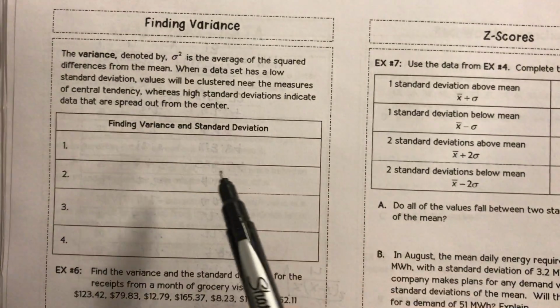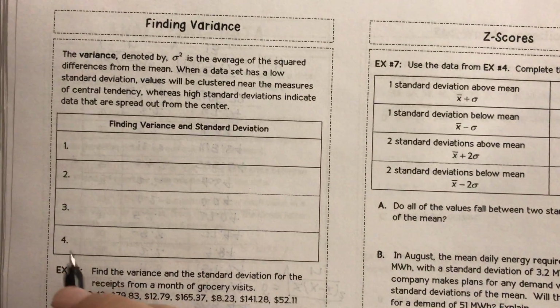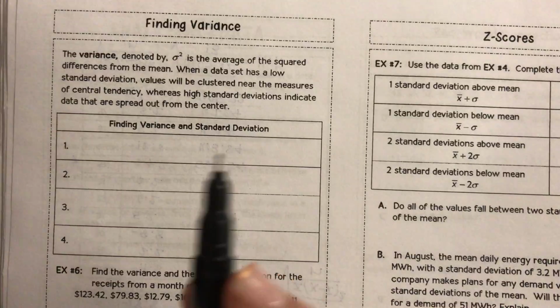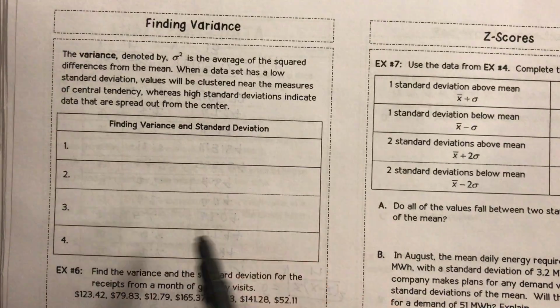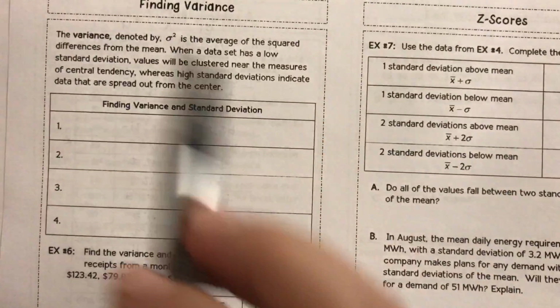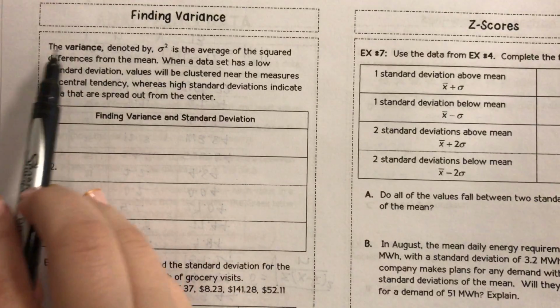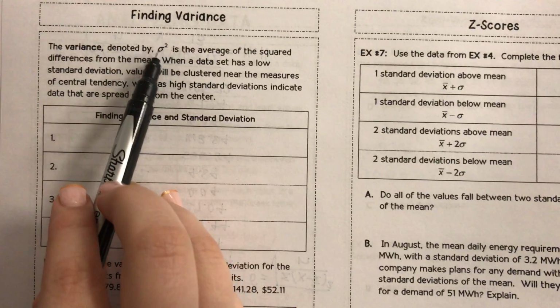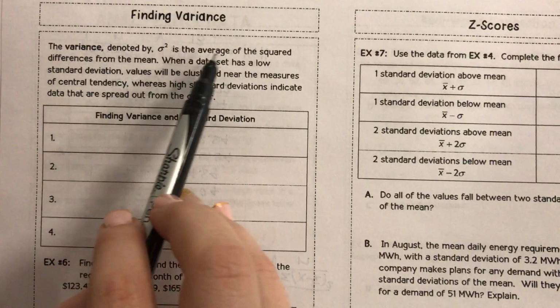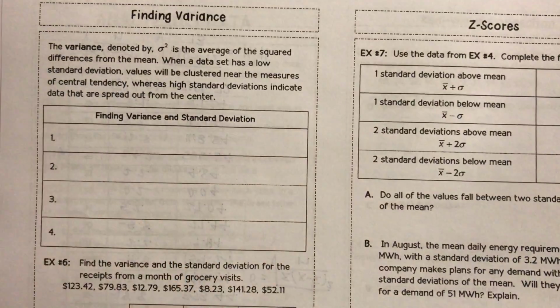Okay, so we just did an example where we found the standard deviation. This is exactly the same stuff, only we're just going to write down the steps. Okay. This is about finding variance. So the variance, denoted by sigma squared, remember this is called sigma, is the average of the squared differences from the mean, which we already found.